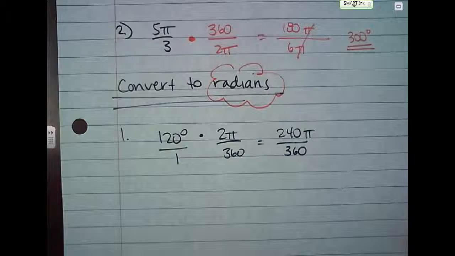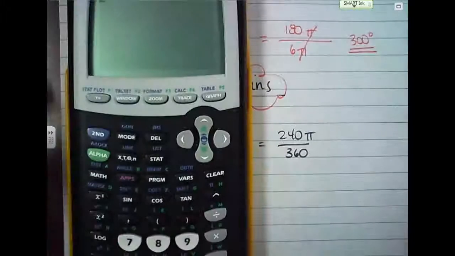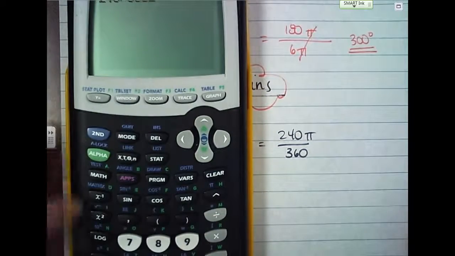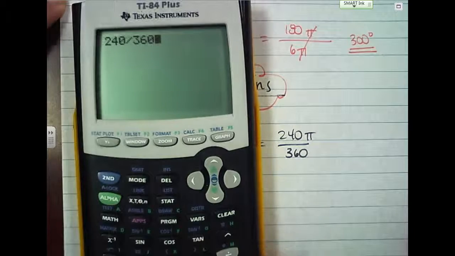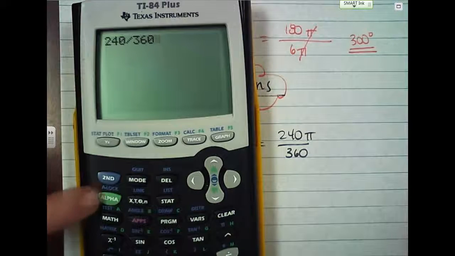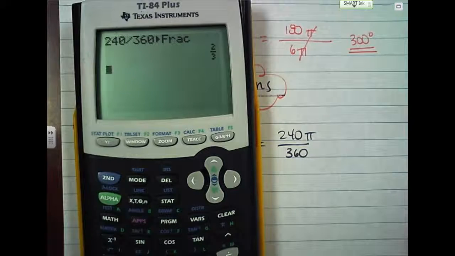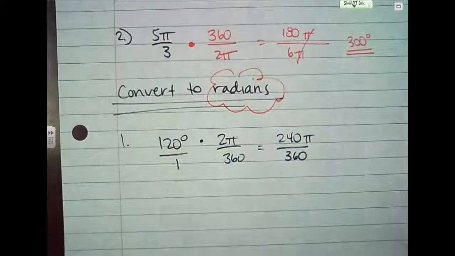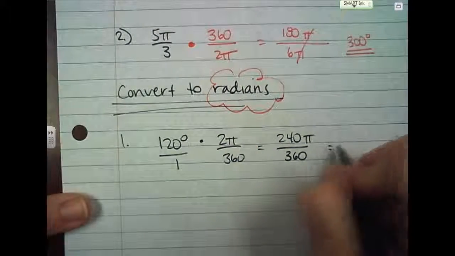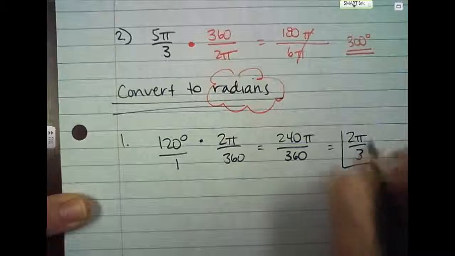In your calculator, just reduce by taking, there's a shortcut if you want, 240 divided by 360, and then hit math, enter, enter. And it reduces your fraction. So you get 2/3, which is the same as 2 pi over 3, which was what we said it was.